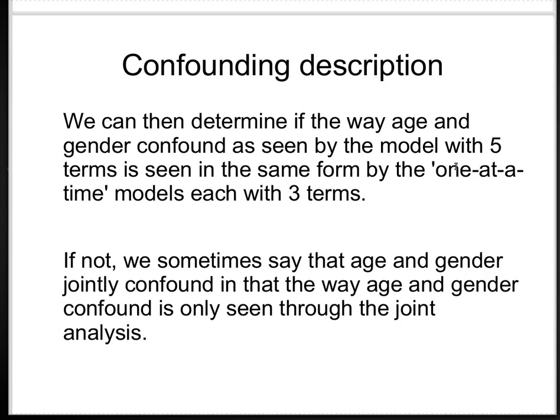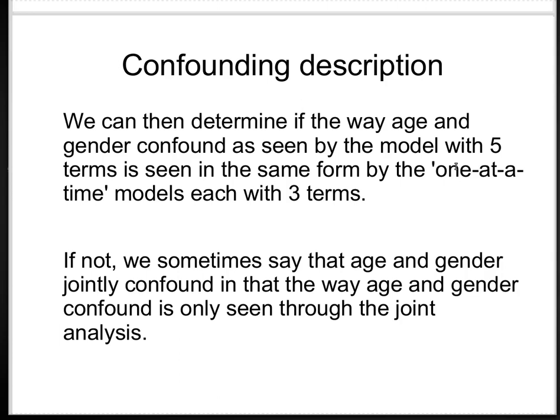On the other hand, if the value of beta 1 from the model with 5 terms is meaningfully different by some means, how you determine meaningful is an ongoing issue, but is meaningfully different from the 2 one-at-a-time models, then we could say that the age and/or gender confounding is only seen through the joint analysis. And some authors then say that age and gender jointly confound.